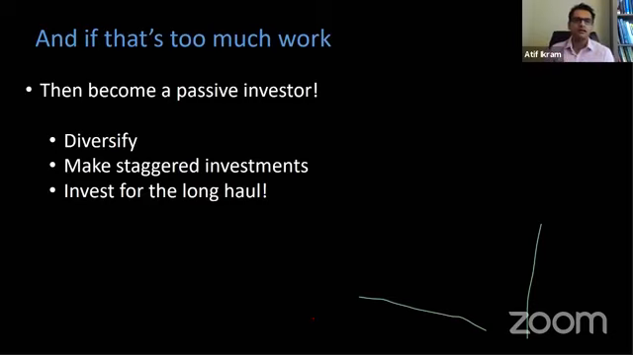And what I mean by that is, diversify. Don't put your money in just one or two companies, diversify across a broad base of firms, make staggered investments. If you have 1 crore rupees, don't put the whole 1 crore in at once, but stage it, and then stay in for the long haul, because passive investment does outperform active investing over the long term, right? So there's that.